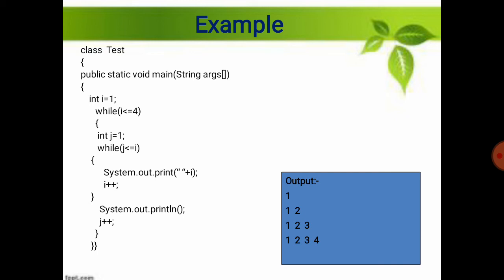So when i is equal to 1, the inner loop revolves 1 time, so it prints 1. When i is equal to 2, the inner loop revolves 2 times, it prints 1, 2. And when i is equal to 3, it prints 1, 2, 3. And when i is equal to 4, the inner loop revolves 4 times and it prints 1, 2, 3, 4.